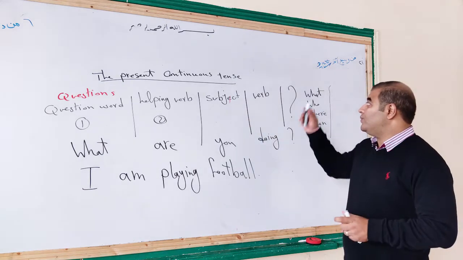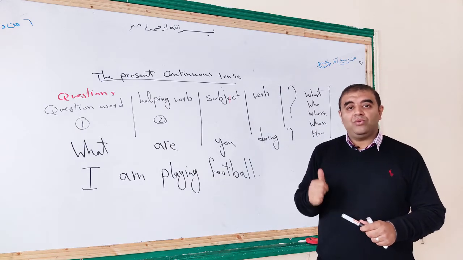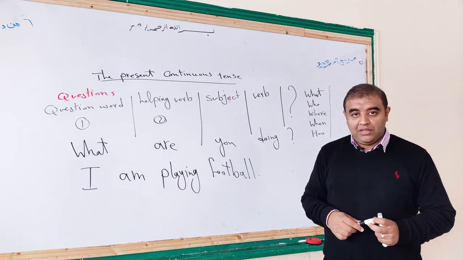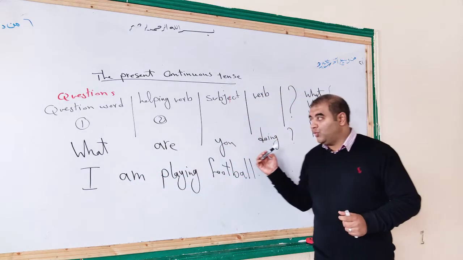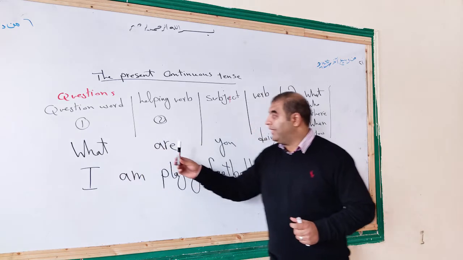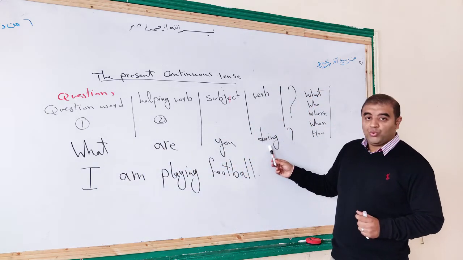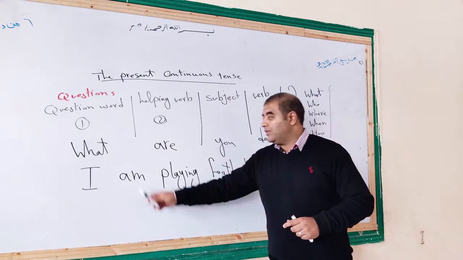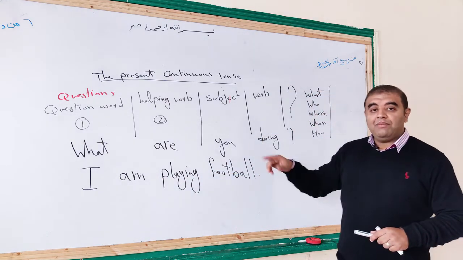After that, we use a verb ending in ing because after am or is or are we put the verb in ing. Example, what are you doing? Here the question word, the helping verb are, and the subject you, and the verb doing. And in your answer we use the present continuous and say I'm playing football, I'm eating lunch.